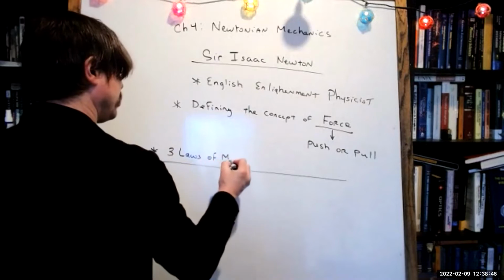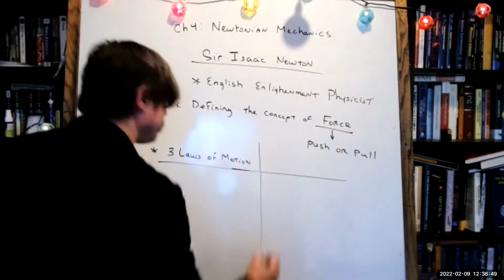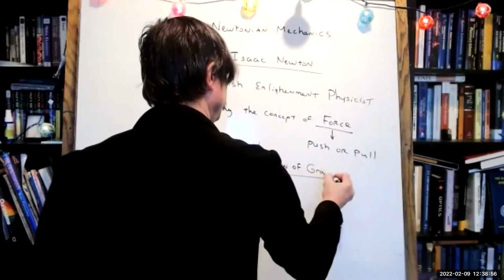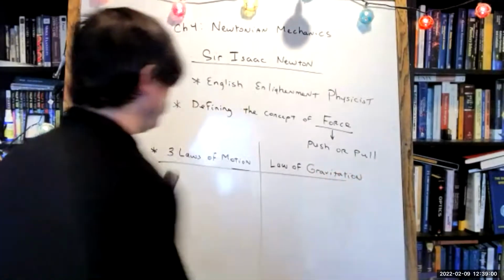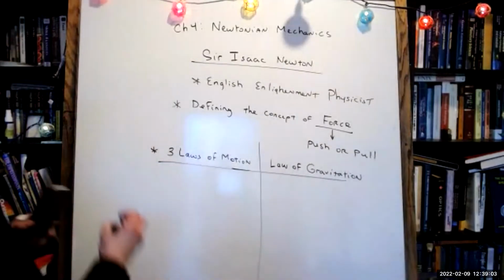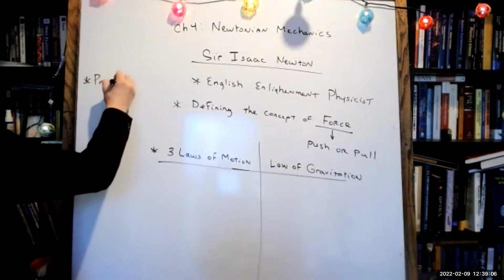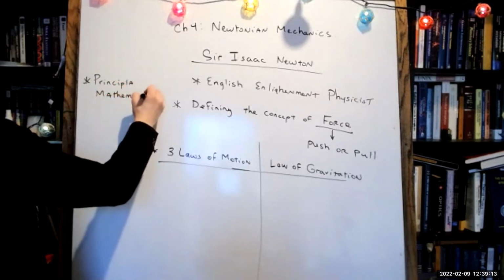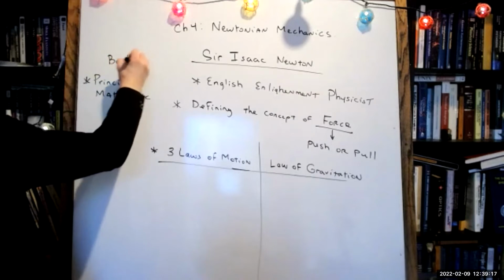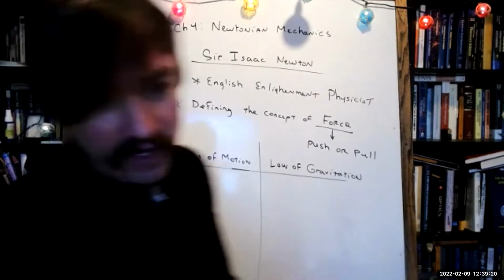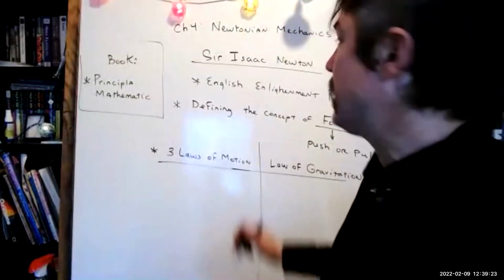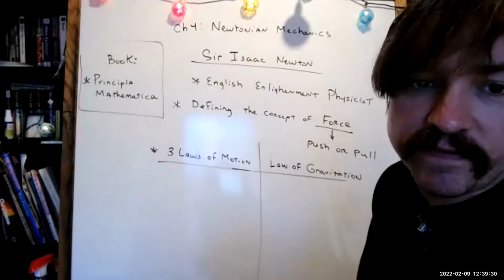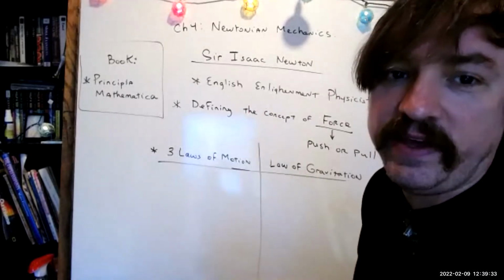His 3 laws of motion. And he also discovered the universal law of gravitation. These 2 laws were both published in the Principia Mathematica. That's his legendary book. And the book is now considered even more than a book about physics. It's considered to be more than just a work of physics. It's now considered to almost be like a work of Western philosophy.